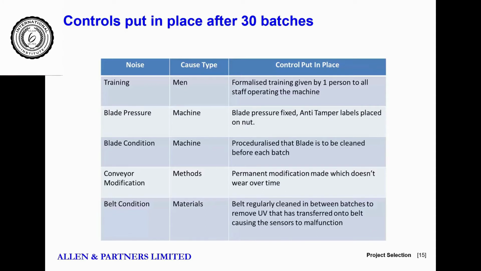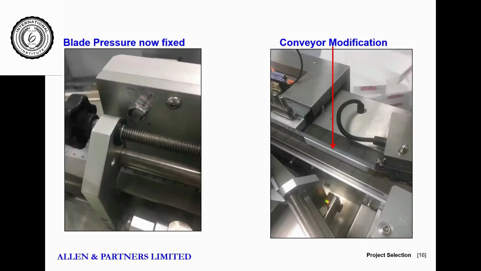So the conveyor modification and the belt condition. They were the controls put in place after the first 30 batches. So you can see some things here. The conveyor modification, look, is in this photo, and it's simply a PTFE plate that just reduces the friction as the product travels down here. Previously, what they were using was tape, so they were using a temporary solution. It worked, but the tape got in poor condition, and they had to keep replacing it. So as it worked, let's make it permanent.